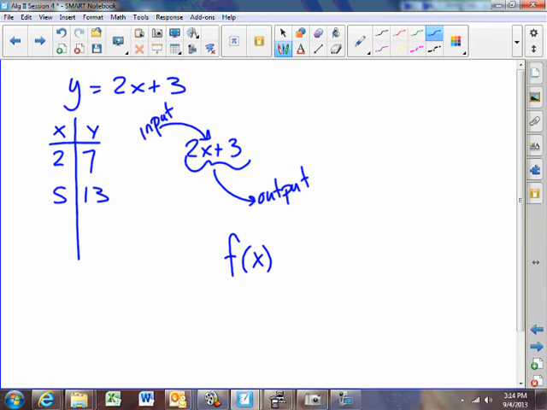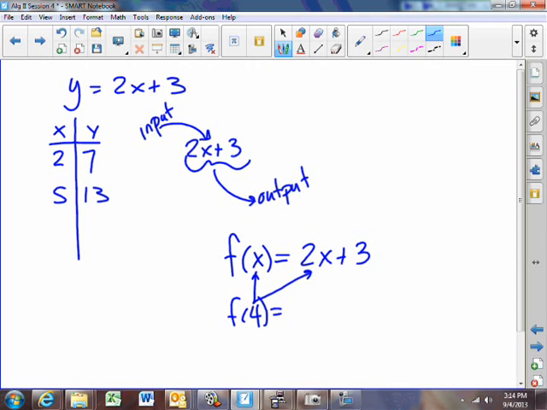Now, look at this carefully with me and realize, please, that this does not mean f times x. When you see this kind of notation, f of x is equal to 2x plus 3, what that means is the function of x is 2x plus 3. So when we give you something like f of 4, what we're saying is put 4 in where x is and figure out what value you get.